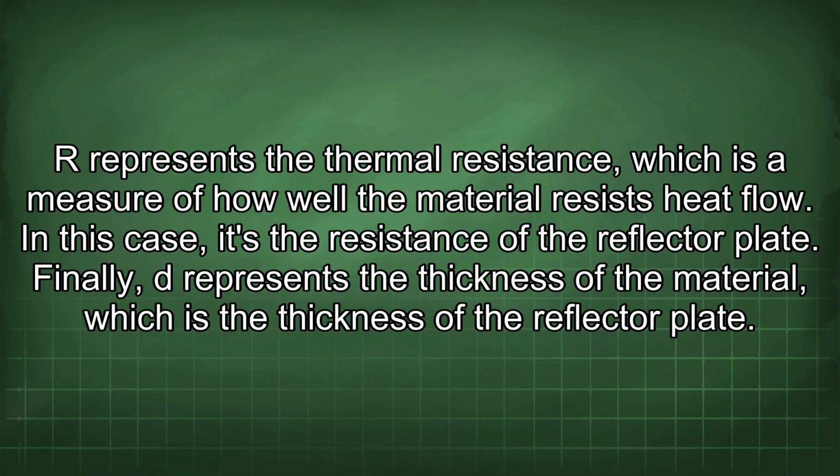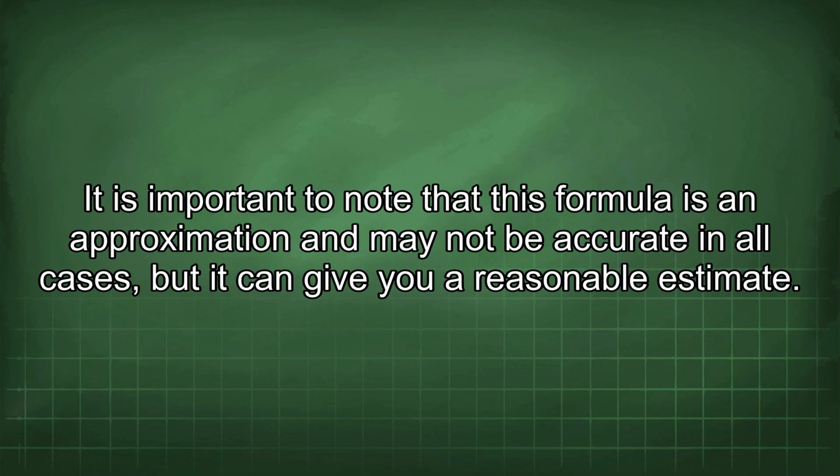R represents the thermal resistance, which is a measure of how well the material resists heat flow. In this case, it is the resistance of the reflector plate. Finally, D represents the thickness of the material, which is the thickness of the reflector plate. It is important to note that this formula is an approximation and may not be accurate in all cases, but it can give you a reasonable estimate.